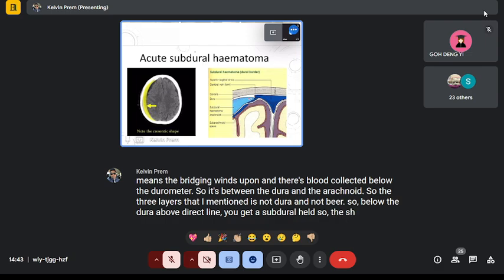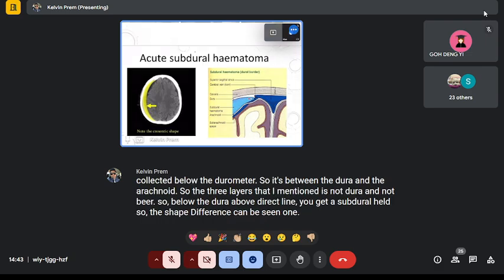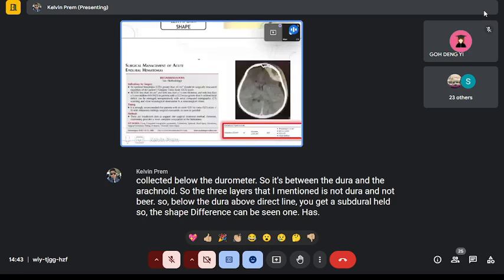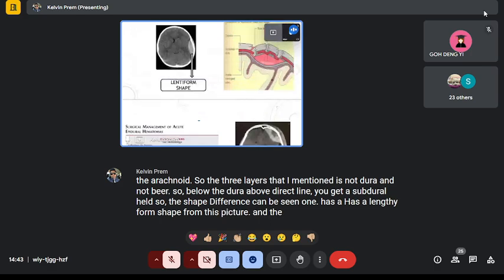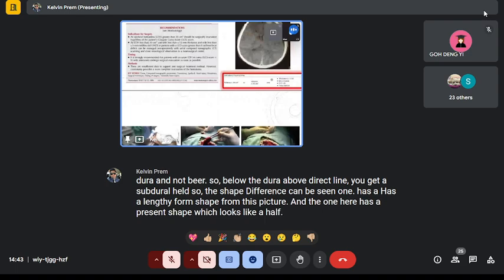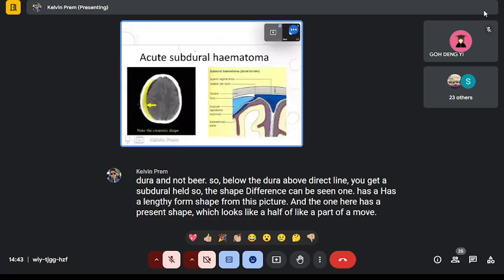So the shape difference can be seen. One has a lentiform shape from this picture, and the one here has a crescent shape, which looks like a part of a moon.